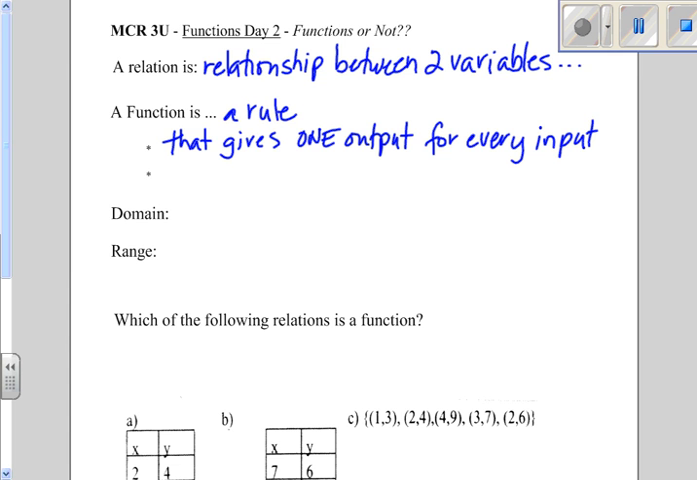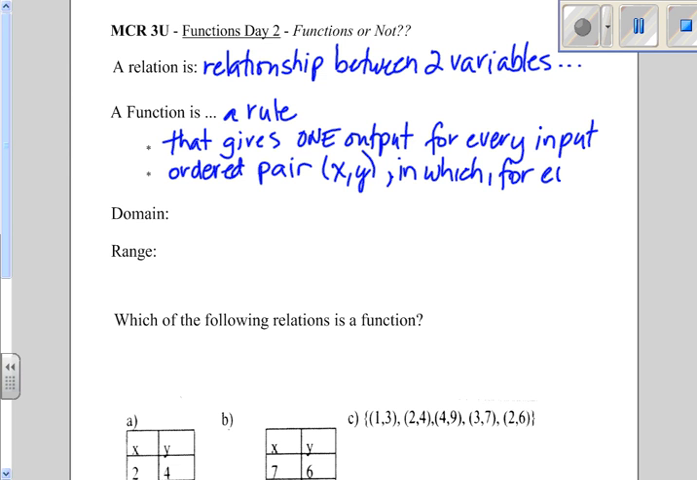At 3 seconds, the ball will be at 10 meters of height. There's not a couple possible answers. There is one output for every input. A function is a set of ordered pairs. We usually use x, y, in which for every x, there is one y.